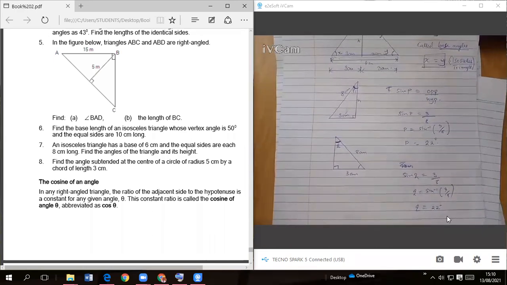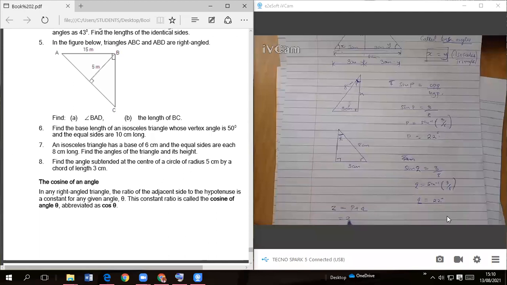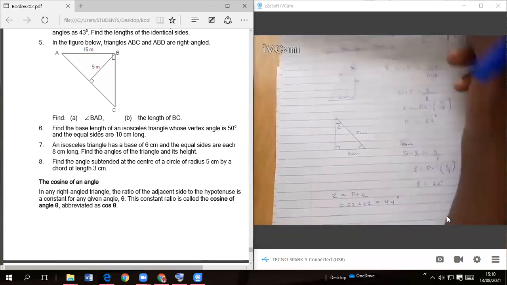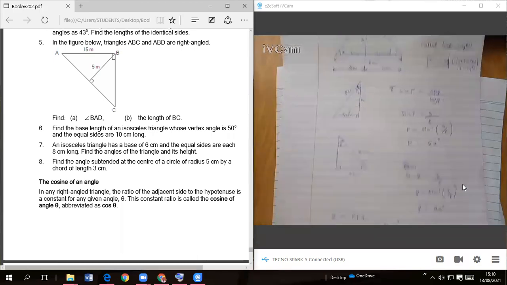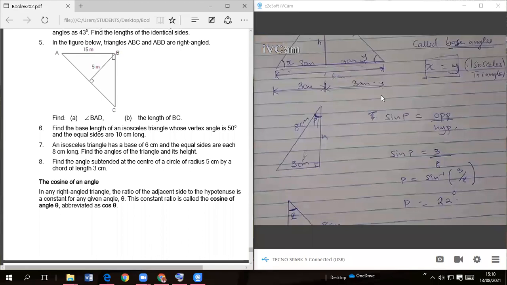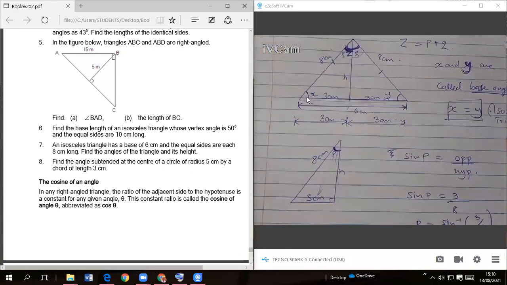So if you want to get Z, it will be P plus Q, which is going to be 22 plus 22, and our answer will be 44 degrees. So that is the angle. Now we are left with finding the angle of Y, the angle of X. What is the angle of Y? What is the angle of X?